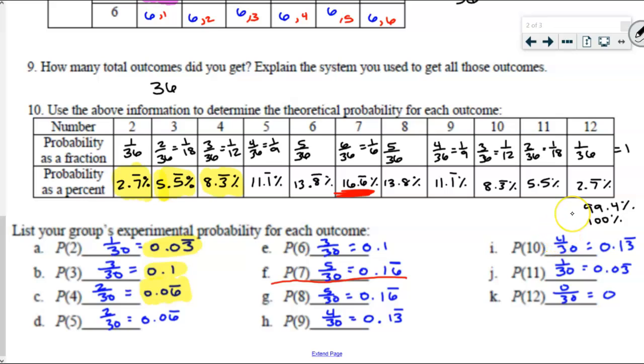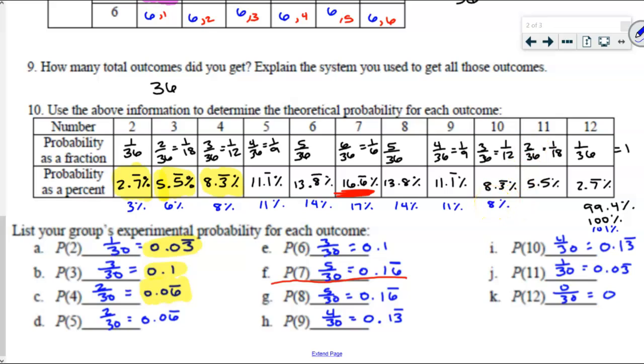Okay, what if we had rounded these? So instead of 2.7 over bar percent, what if I called it 3%? And here instead of 5.5%, what if I called it 6%? 8.3% would round to 8%. Am I going to get 100% when I add them up this way? No. In fact, if I add up these numbers, giving myself only 0 decimal places in that percent, we end up adding up to 101%.